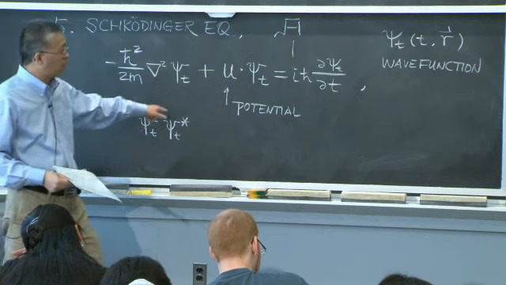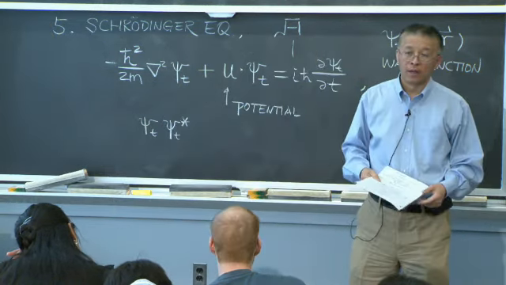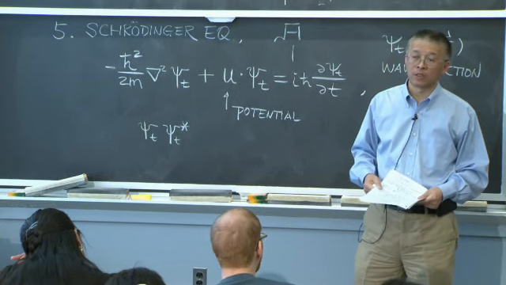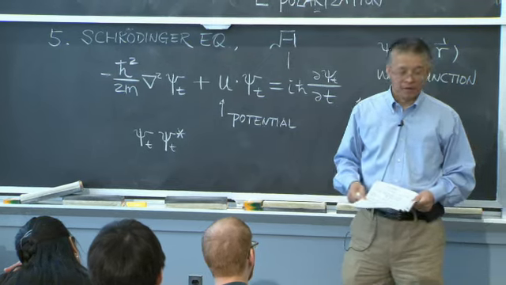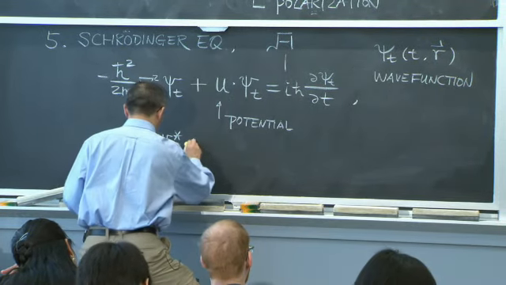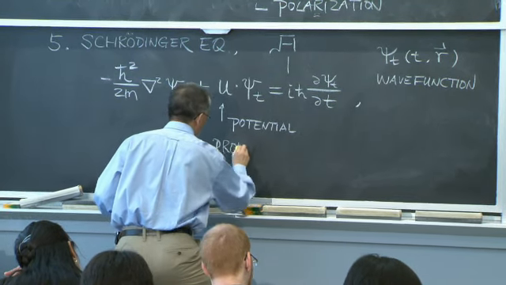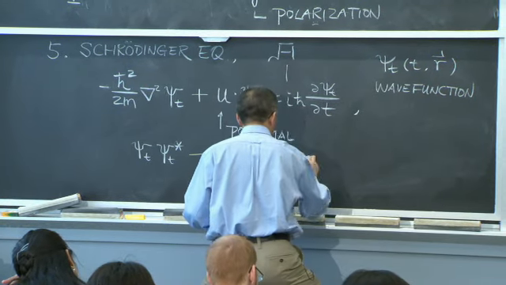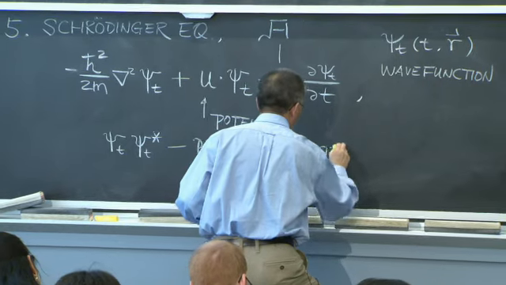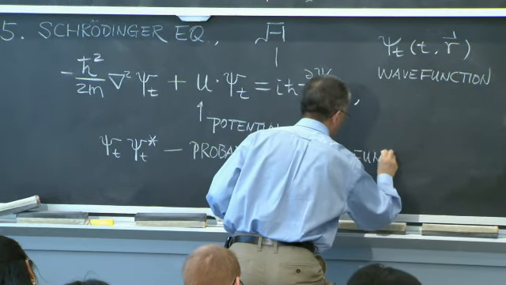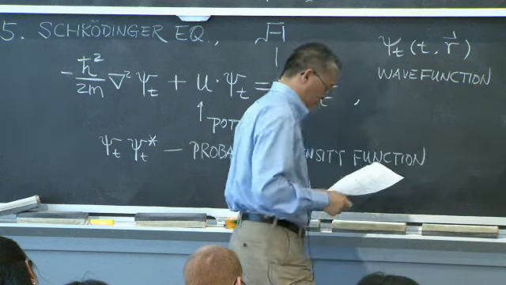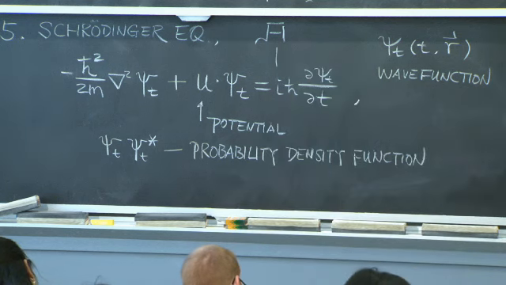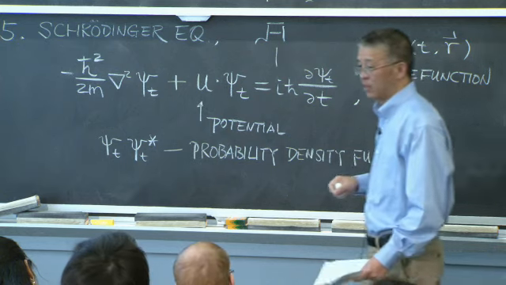And of course, this will be a number that depends on time and space, right? And the interpretation is this is the probability density function of finding this particle at the space r and time t. Okay, this interpretation caused a lot of trouble, because that means everything is uncertain.